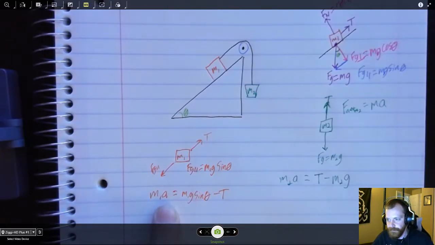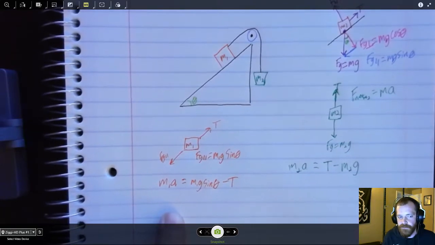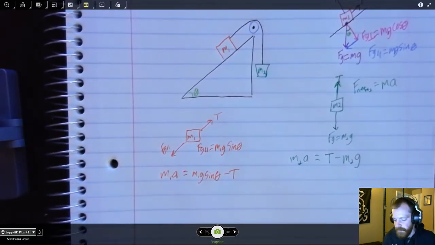So now that I've got these two equations, what I could do is solve for the acceleration of these two boxes. I can at least put the equations in terms where I can find the acceleration of these two boxes. Now, what I can do is combine these two equations.